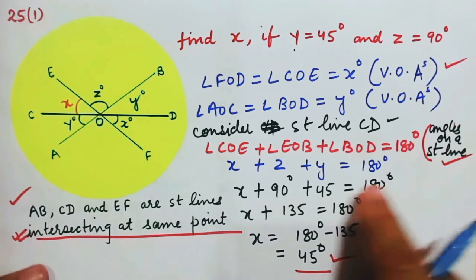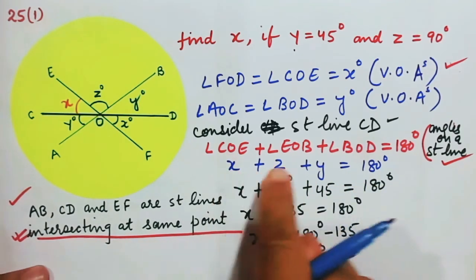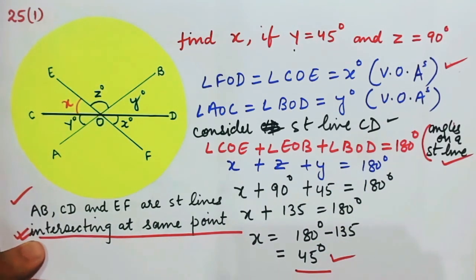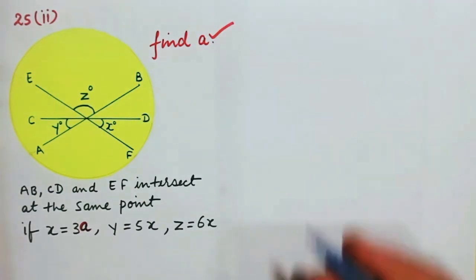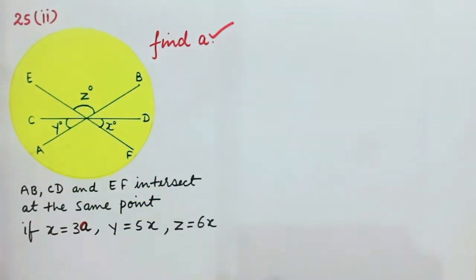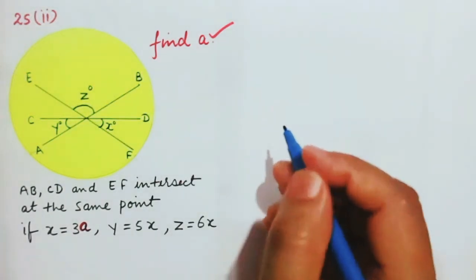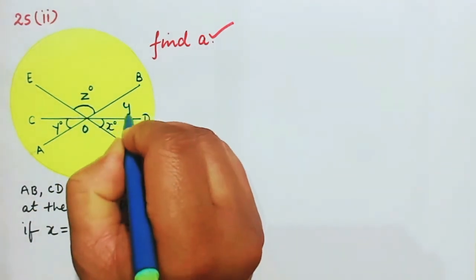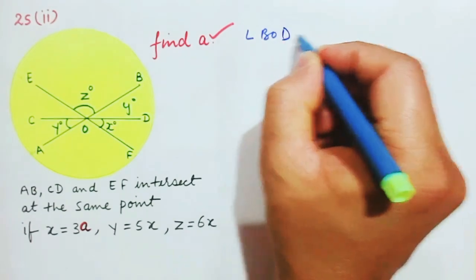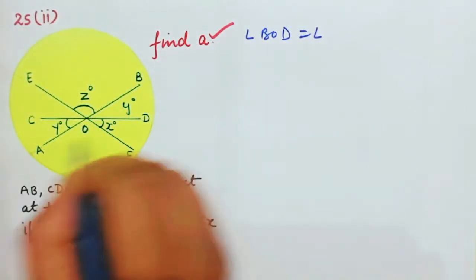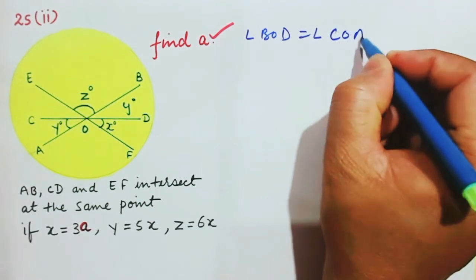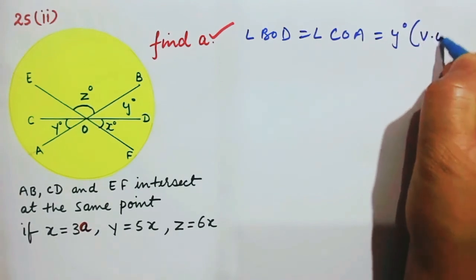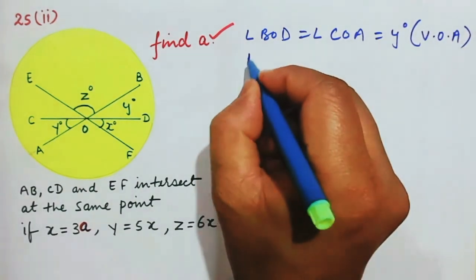Now this 25 second part cannot be solved without solving 25(1). You have to solve up till x plus z plus y is equal to 180 degree. So if I start solving once again, we will solve in the same manner: angle BOD is equal to angle COA. Angle COA is equal to y degree. You will be asked why. Therefore, vertically opposite angle.